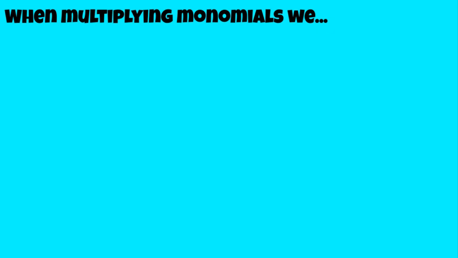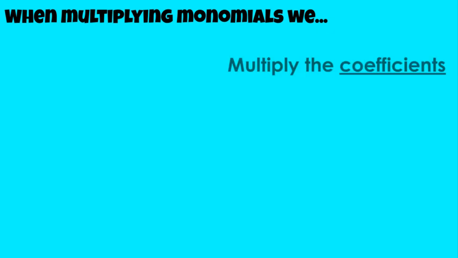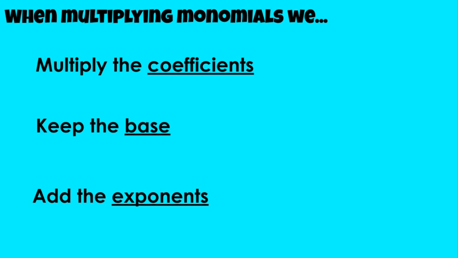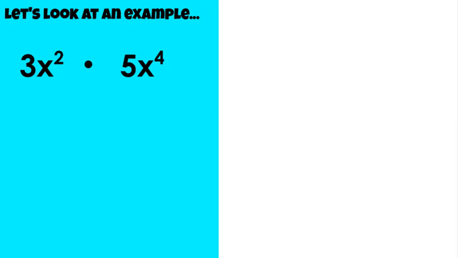When multiplying monomials, we first multiply the coefficients. Second, we keep the base. Third, we add the exponents. This was one of our laws of exponents that we learned last week. When multiplying powers with the same base, we keep the base and add the exponents. So there's one extra rule that we have to remember now, and that is to multiply the coefficients, or the numbers in front. Let's look at an example.